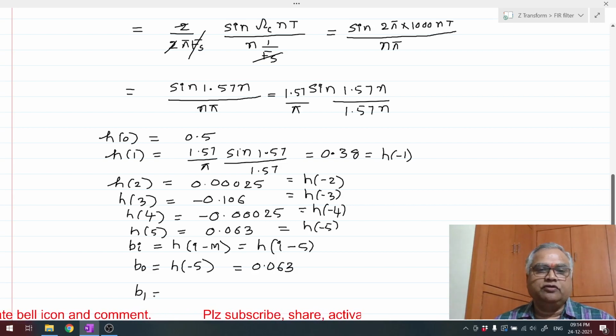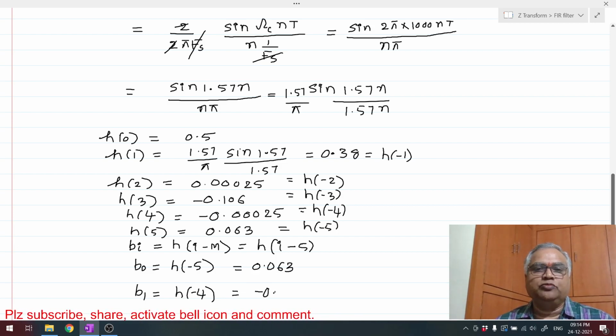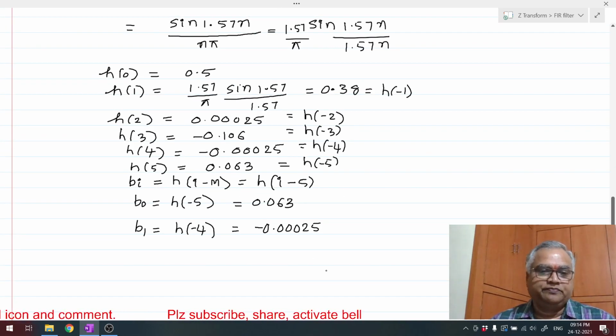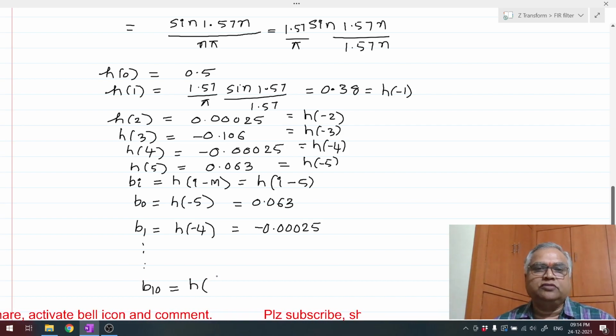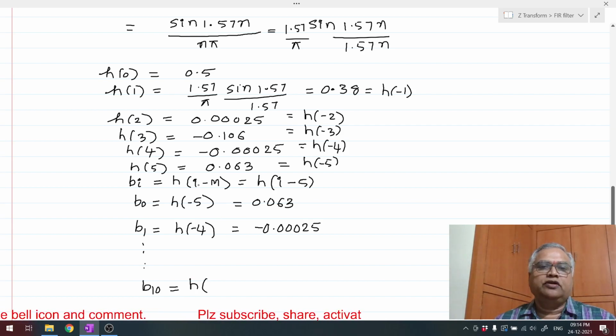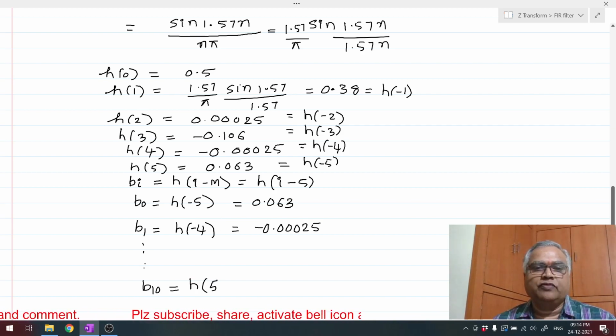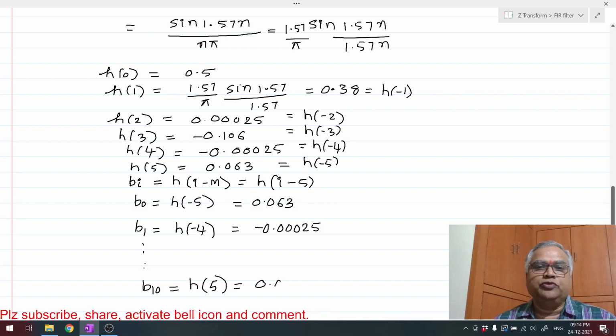Like that, b1. b1 is h of minus 4, which is minus 0.0. Like this we have to find all the values. b10. b10 is nothing but h of 10 minus 5, which is 5. It is the h of 5 value, 0.06.